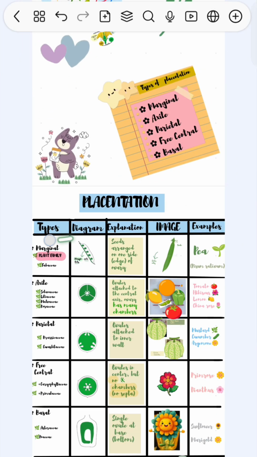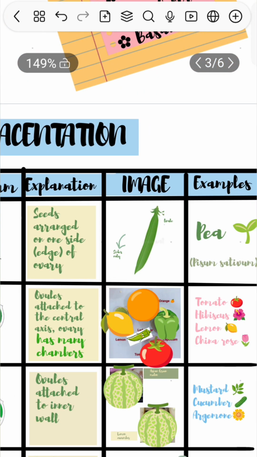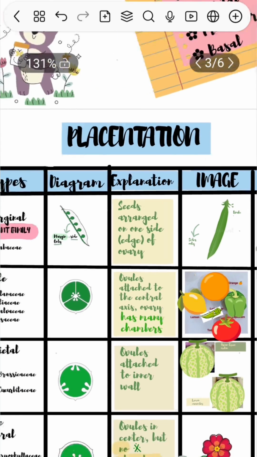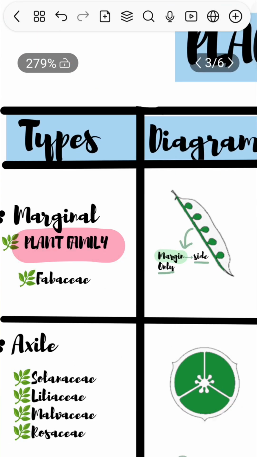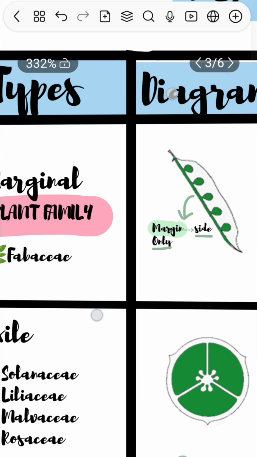In the presentation, we are going to see their types, the diagrams, explanations, and the real images and examples. In NEET or any competitive exam, people ask questions regarding the plant families, like which plant families have marginal placentation. They would ask about axile also. We are going to study plant families too. Okay, let's study marginal.